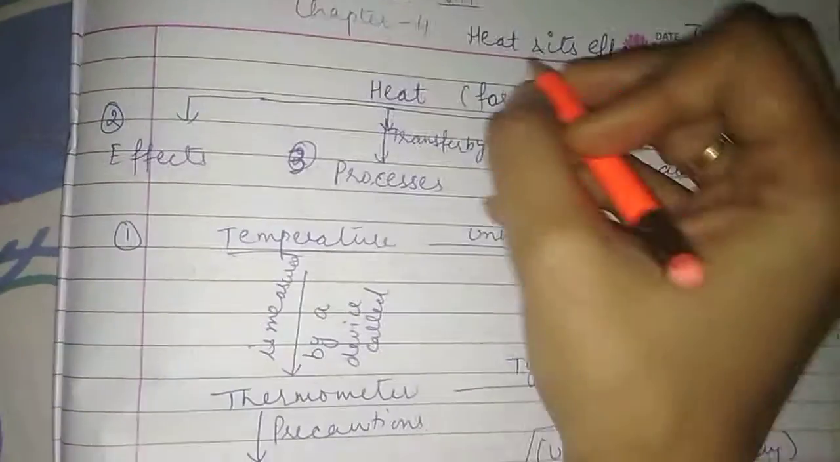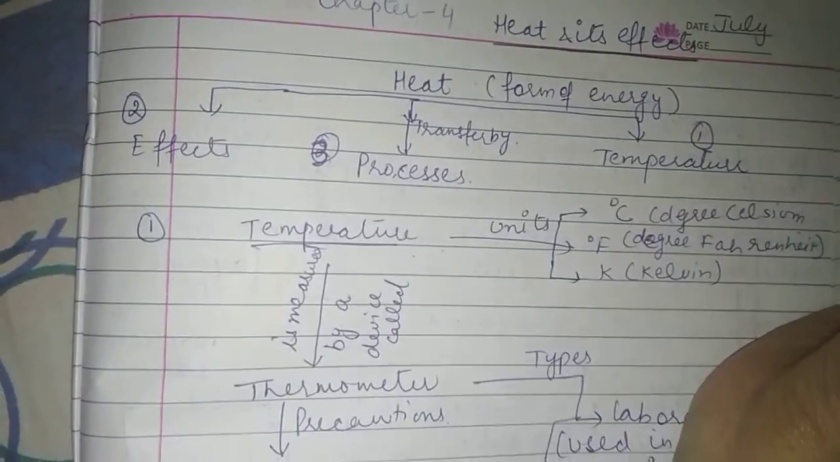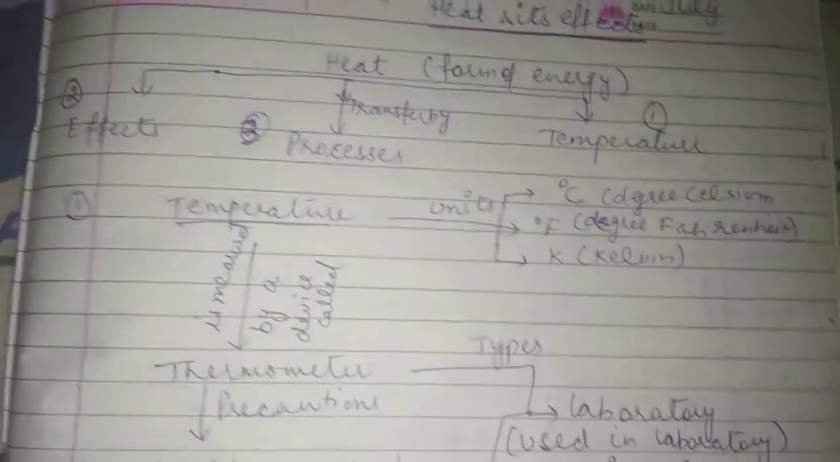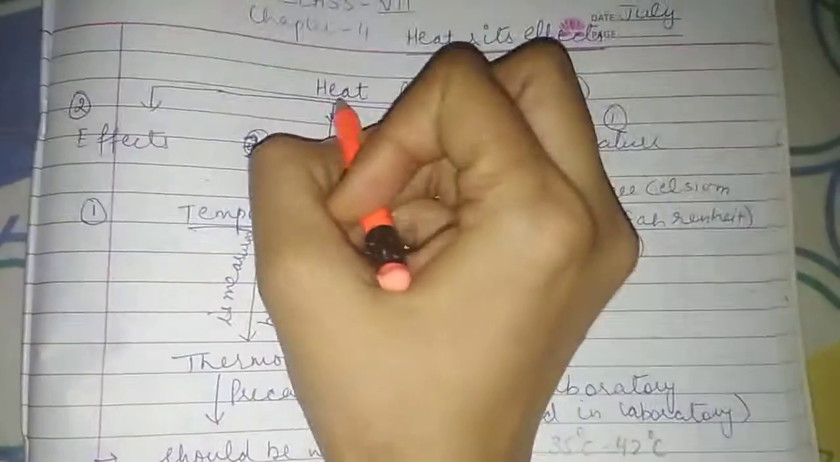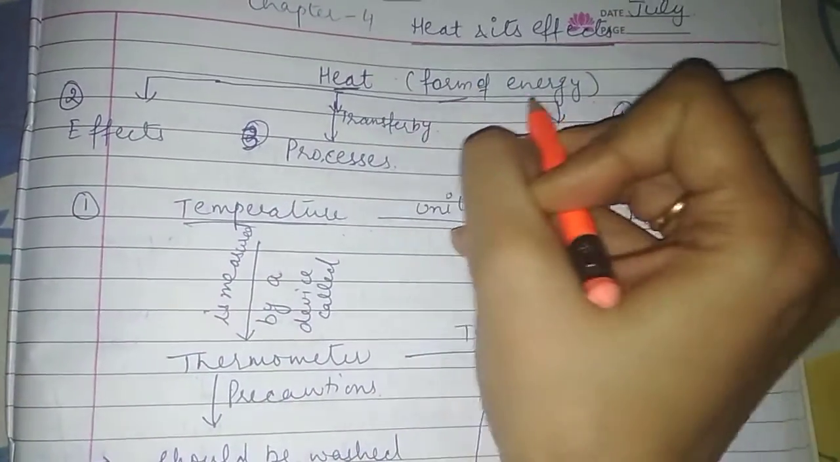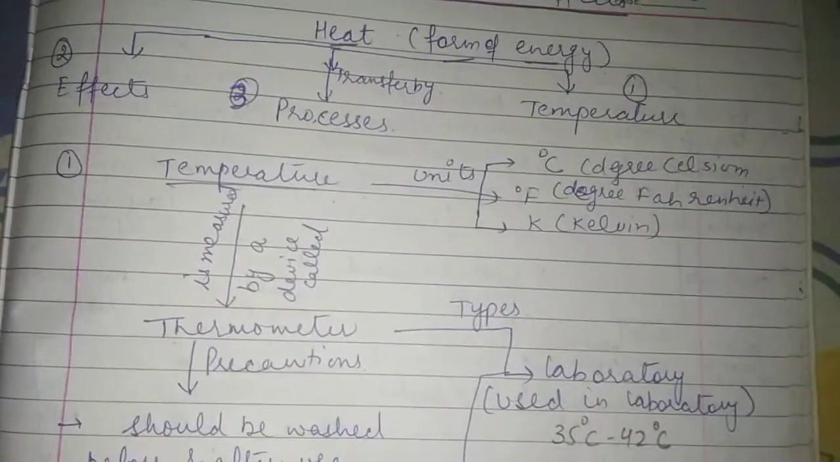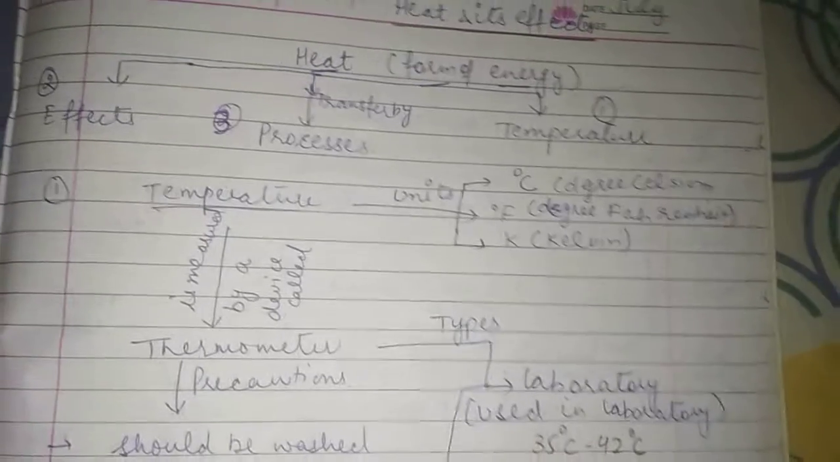Now chapter number 4 is heat and its effects. See students, first of all we have to understand what we mean by heat. What is heat? Heat is a form of energy.